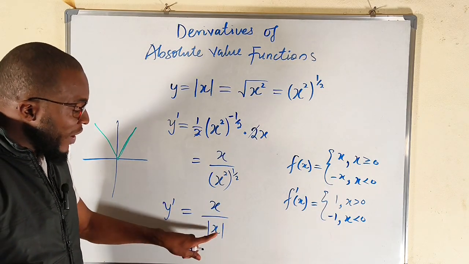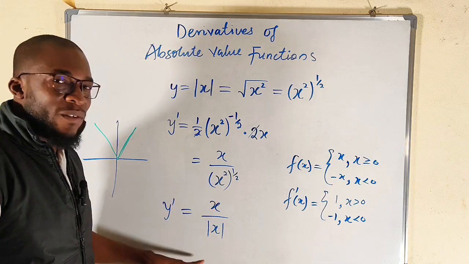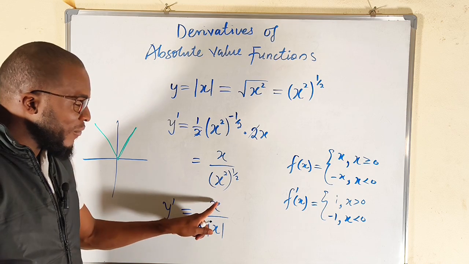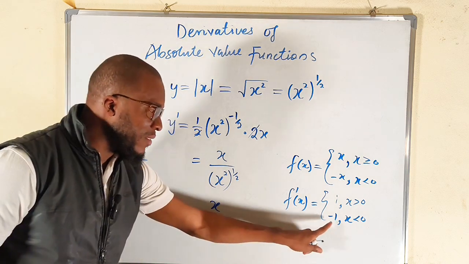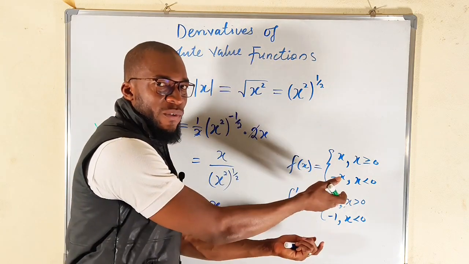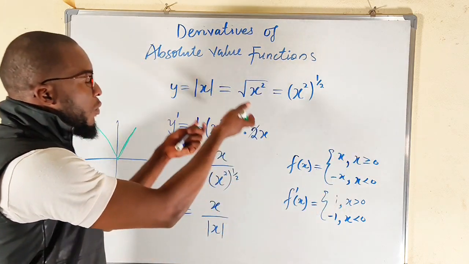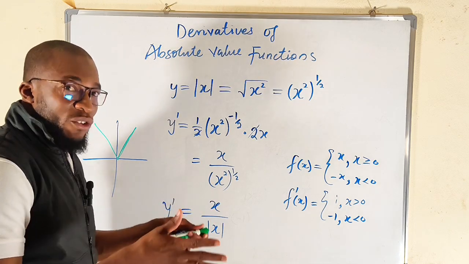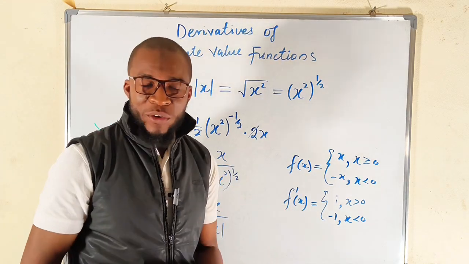If the absolute value of x is positive, x divided by x will give us 1. And if it is negative, we have x divided by negative x, which is negative 1. So it depends whether you transform the function into a piecewise function before you differentiate, or you apply this method. But let me show you another one from which we can deduce the final formula to use.